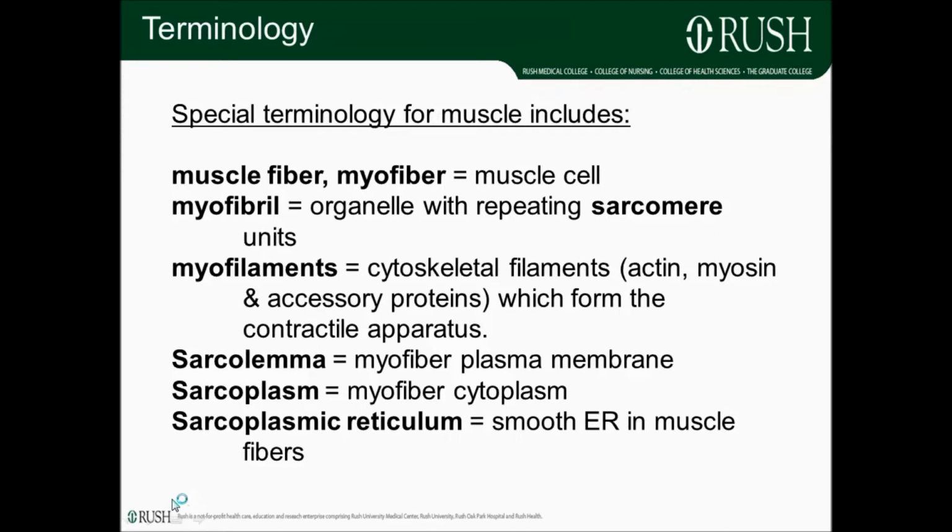The plasma membrane of a myofiber is often referred to as the sarcolemma, and the cytoplasm as sarcoplasm. The smooth ER in muscle fibers is often called the sarcoplasmic reticulum. Recall that this sarcoplasmic reticulum ensheathes the myofibril organelles.